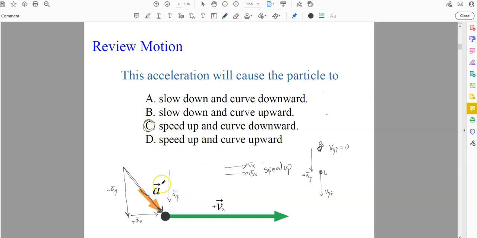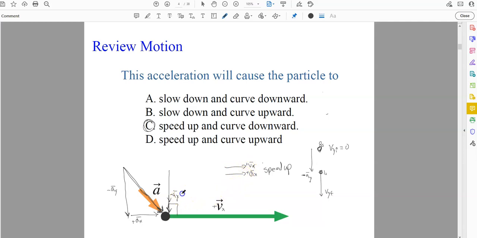So the answer is C to this. But I want to point out, and here's kind of the point of the review, that this acceleration vector in the negative y direction is neither going to speed up nor slow down this x direction velocity vector. As long as this vector right here is at a 90-degree angle to the velocity vector, this acceleration is going to neither speed it up nor slow it down. Only the x direction acceleration vector is going to speed up or slow down this object.